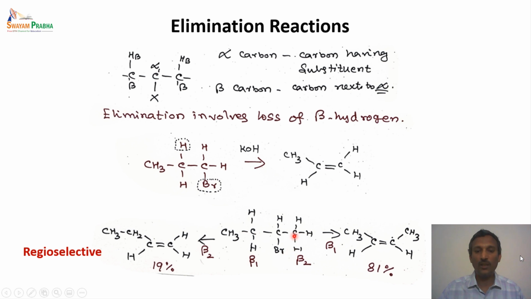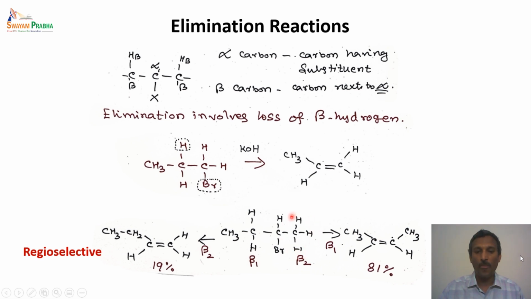So in the elimination, either one of the proton from here, because these are equivalent protons, so any one of the proton can be removed by the base, or in this case these two protons are equivalent protons, so any one of the proton can be removed by the base. So they do give different type of product.